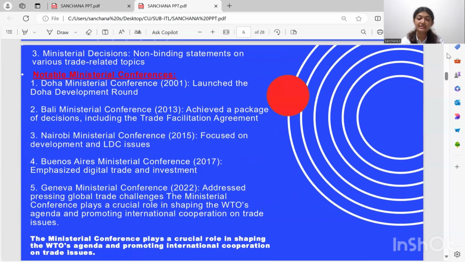Notable ministerial conferences: the Doha Ministerial Conference 2001 launched the Doha Development Round. The Bali Ministerial Conference 2013 achieved a package of decisions including the Trade Facilitation Agreement. The Nairobi Ministerial Conference 2015 focused on development and LDC issues. Then the Buenos Aires Ministerial Conference 2017 emphasized digital trade and investment, and the Geneva Ministerial Conference 2022 addressed pressing global trade challenges. The Ministerial Conference plays a crucial role in shaping the WTO's agenda and promoting international cooperation on trade issues.